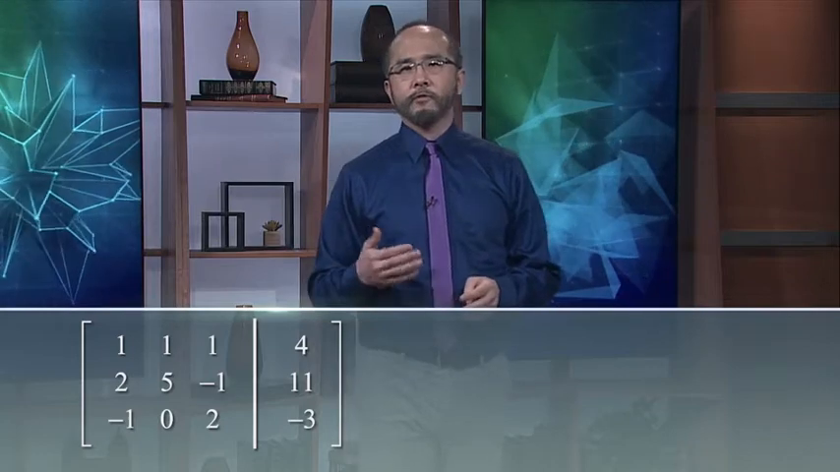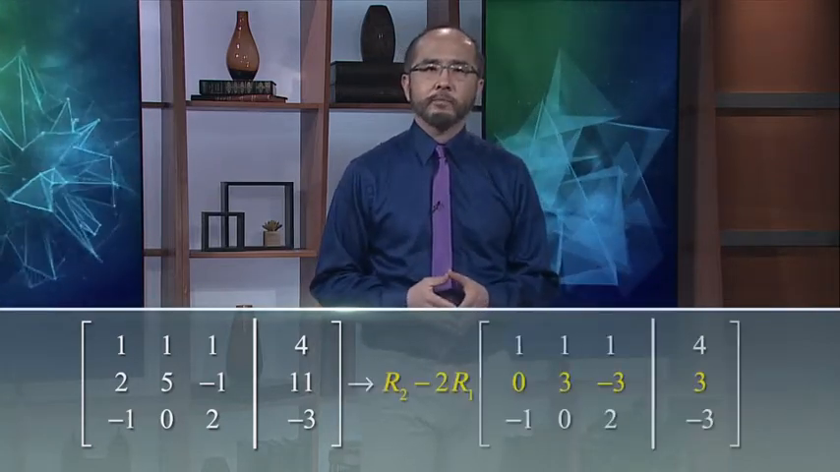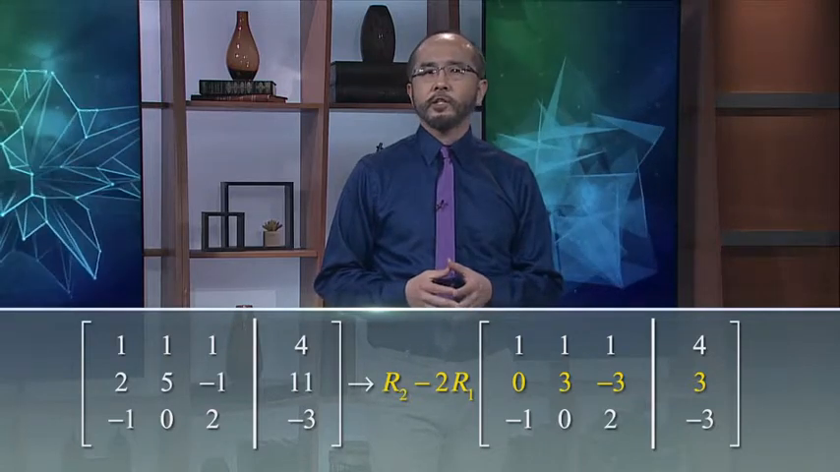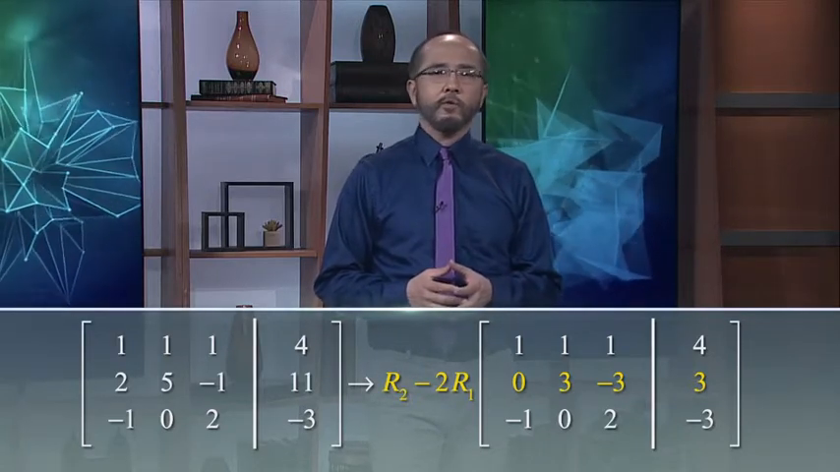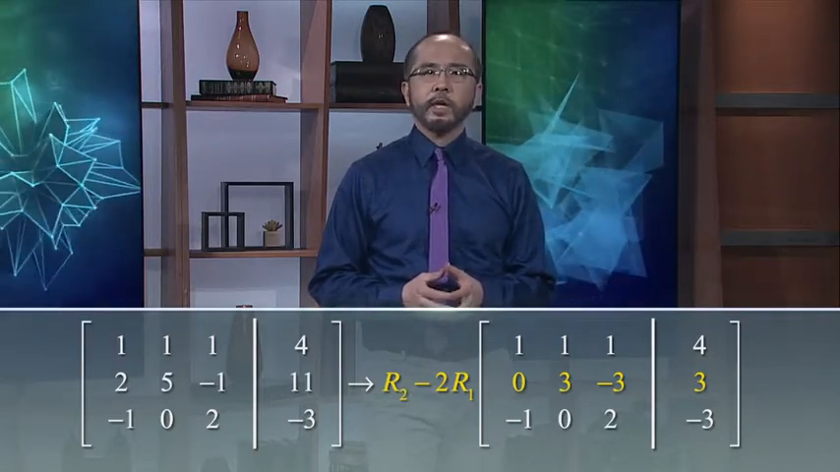Now, performing operations that don't change the solutions can be represented by what are called row operations on the augmented matrix. For instance, if I want to subtract 2 times the first row from the second row, I can represent it this way. The notation R2 minus 2R1 just tells me what I did.